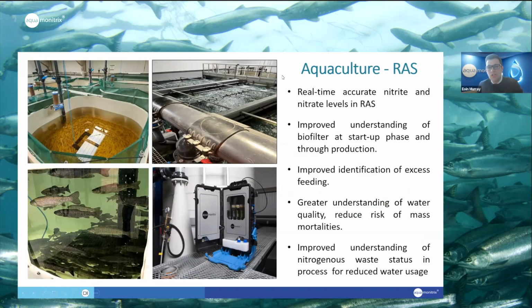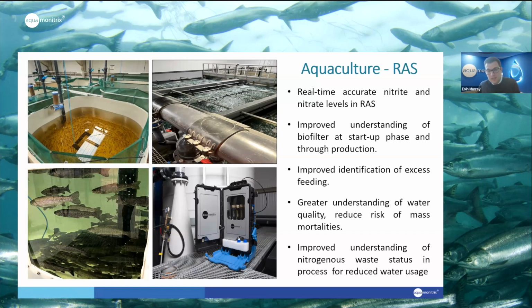But in terms of aquaculture and RAS, how does real-time accurate nitrite and nitrate concentration data add value? Well, by having this data, it allows for an improved understanding of the biofilter at the start of the phase and through production. It gives an improved understanding of the feeding in terms of maximum feeding, excess feeding, and so on. There's a greater understanding of water quality in general, which reduces the risk of mass mortalities.